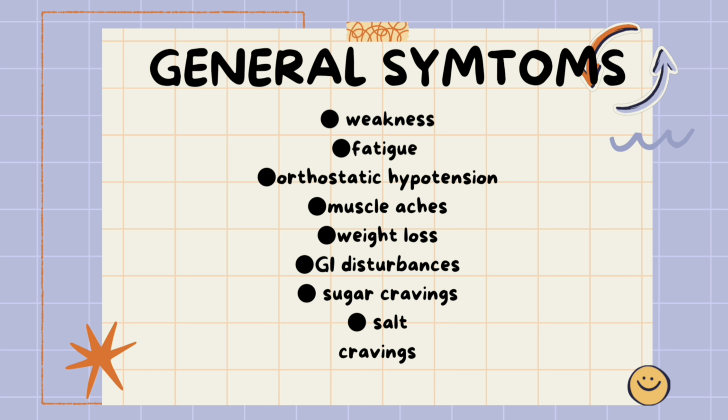Weight loss due to cortisol deficiency, as cortisol plays a role in metabolism, including the regulation of appetite and the conversion of nutrients into usable energy. GI disturbances, as cortisol influences the functioning of the gastrointestinal (GI) tract. Sugar cravings due to cortisol deficiency, as cortisol helps maintain blood glucose levels by stimulating gluconeogenesis in the liver. Salt cravings, as aldosterone regulates sodium balance in the body. When aldosterone levels are low, sodium is lost through the urine, leading to salt cravings.